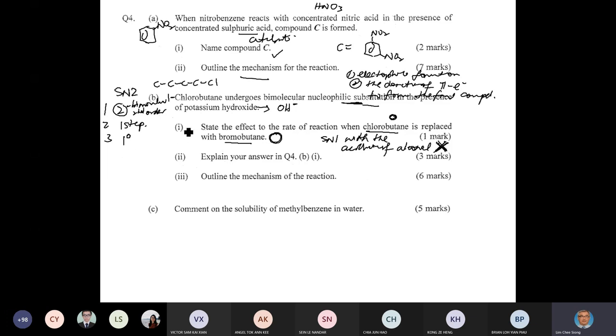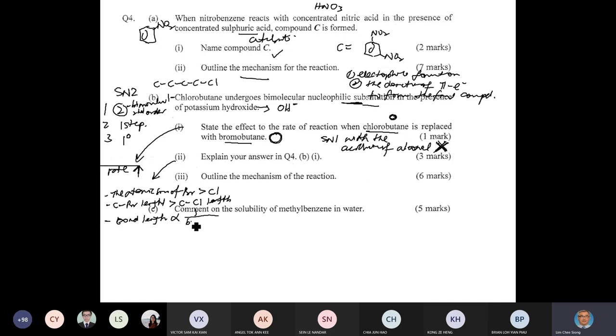Okay, so tell the answer first. Here we know that the rate is considered to increase. What is the reason? Go to the explanation. First, we know the atomic size of bromine is larger than Cl. So that's why the C to Br length is even bigger than the C to Cl length. Recall that the bond length is inversely proportional to the bond strength.